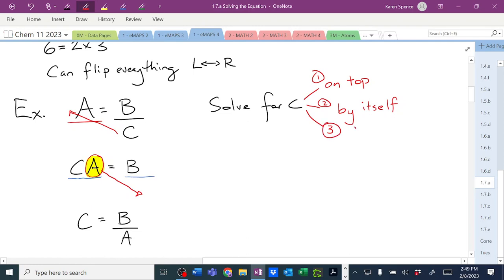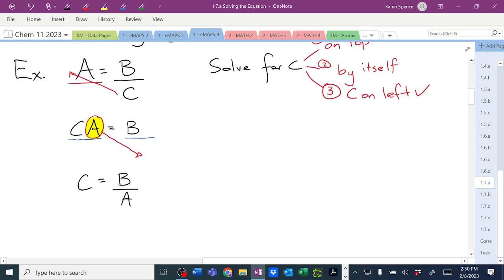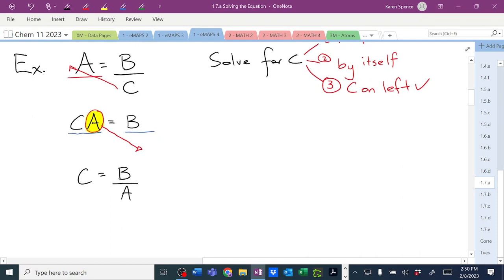Third, we want C on the left. And lo and behold, it is on the left already. We're good, we're done. So check your answer and see if you got C equals B over A if you were doing it on your own. If so, give yourself a little pat on the back. Yay! Okay.